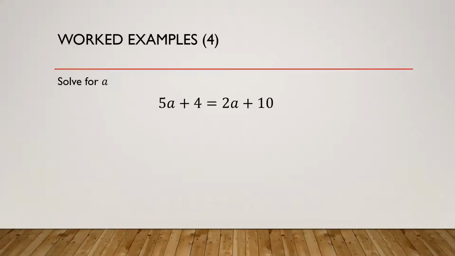Example number 4. Now this time we're not solving for x, we're solving for a. So this equation has a as its variable. I told you that sometimes the variable of an equation is x, but it's not always the case. In this particular equation, the variable is actually a. So let's solve for a.